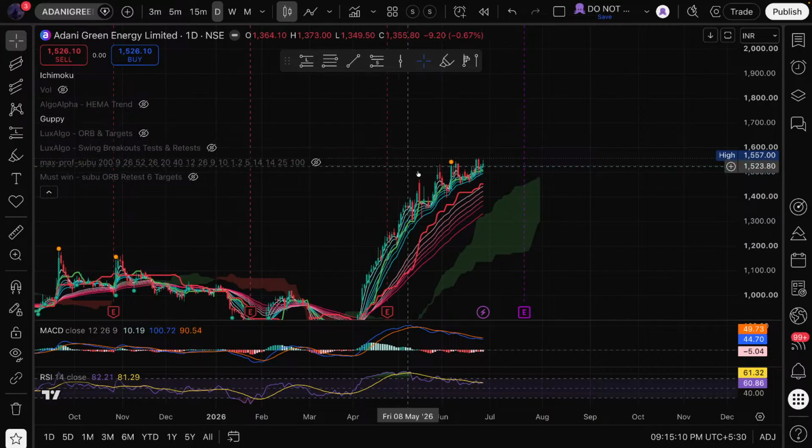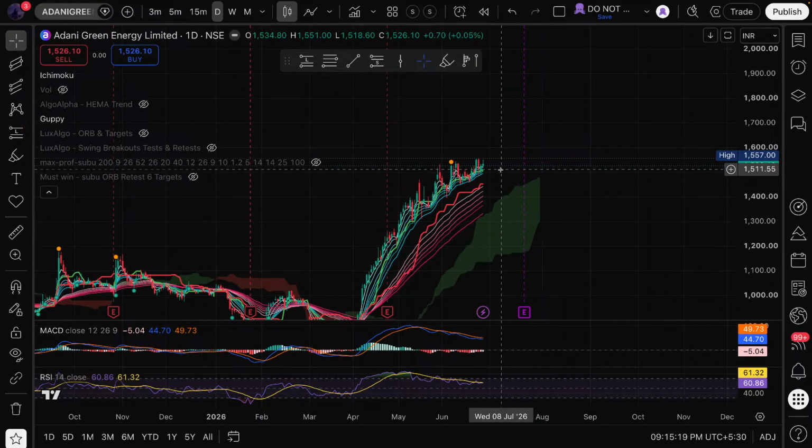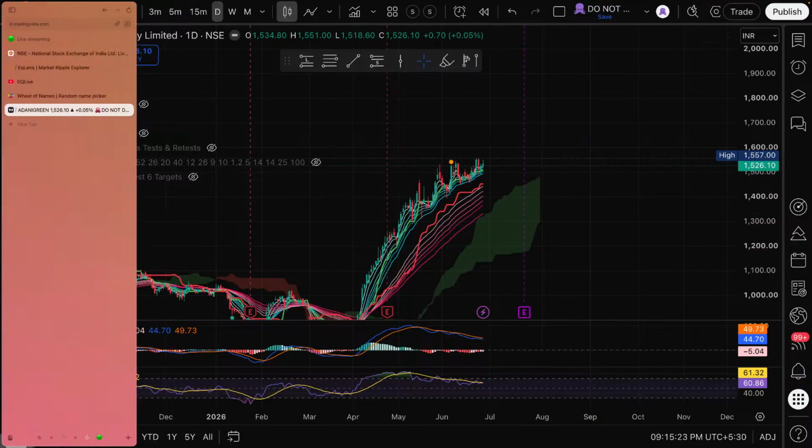Enough gap between the red EMA and the green EMA. Looks promising to keep it for a few days. Looks like for a couple of days it should go up. So maybe a good pick for tomorrow.